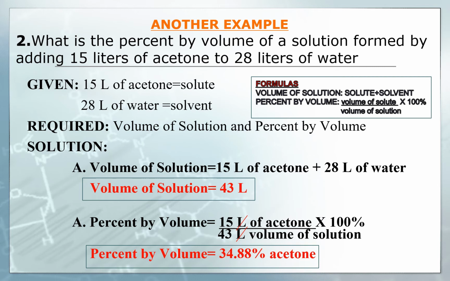Since we have the value of solution, we can now find the value of percent by volume. Remember the formula: percent by volume is equal to volume of solute divided by volume of solution times 100%. Let's substitute the volume of solute, which is 15 liters of acetone, divided by the volume of solution, which is 43 liters, times 100%, for a total of 34.88% acetone. You have to disregard the unit of measure, which is liters.